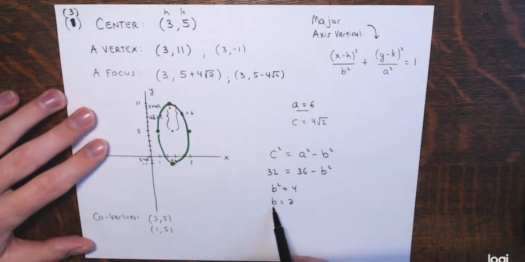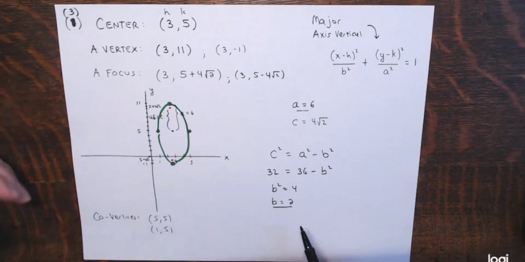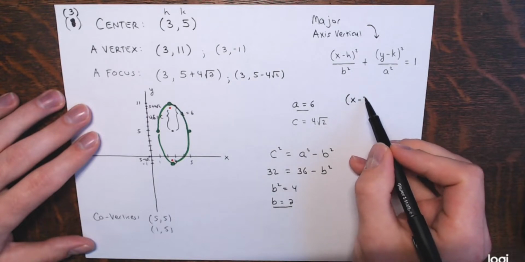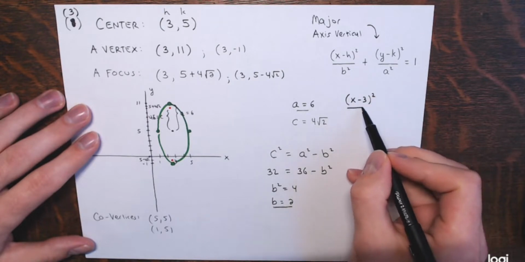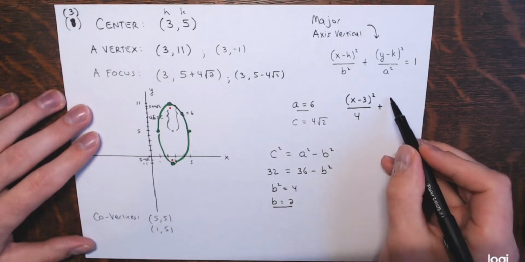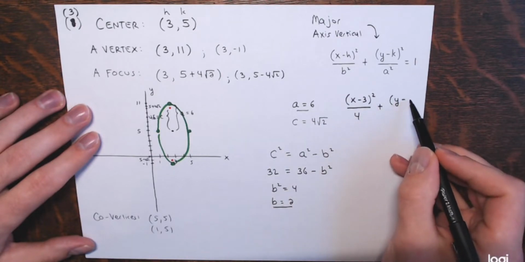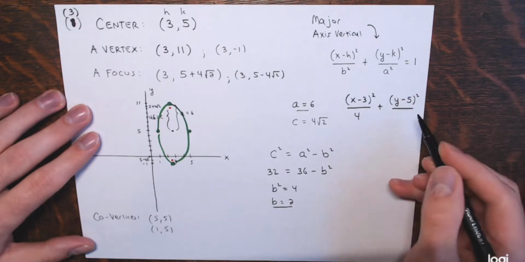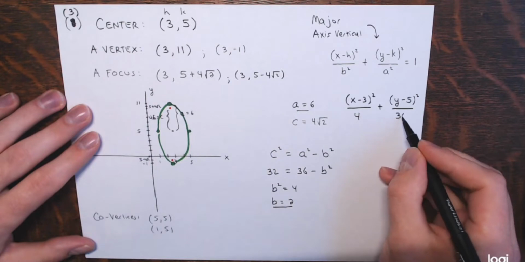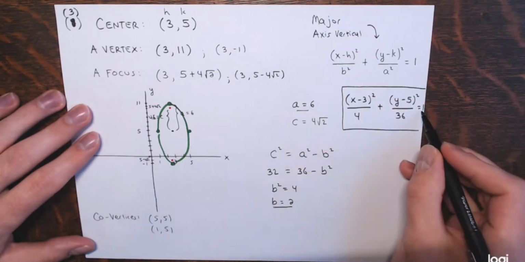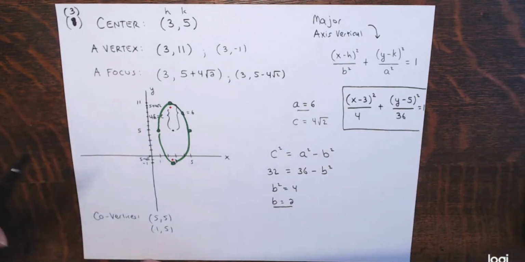Now that I have h and k and a and b, I can write the equation. We have the quantity x minus 3 squared divided by b squared, which was 4, plus the quantity y minus 5 squared divided by a squared, which is 36, equals 1. Sorry about the tightness of this on the edge of the page there. And there we go. That should be the equation for the ellipse they described to us.